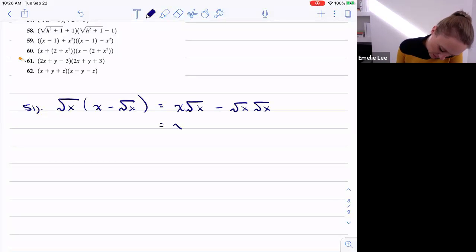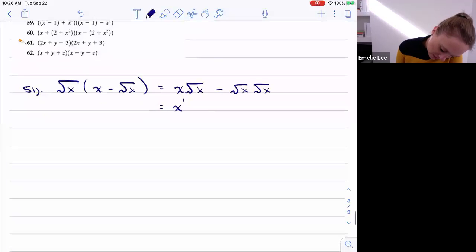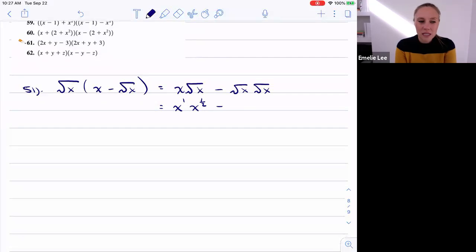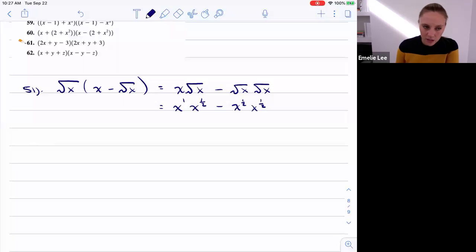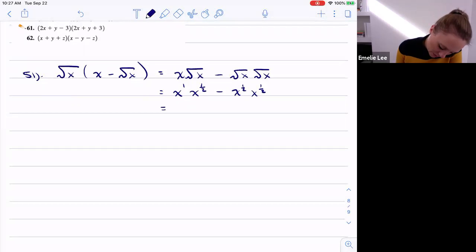For example, I could have x to the 1 times x to the 1/2. Technically the same thing, just using our exponents, right? Root x times root x is x to the 1/2 times x to the 1/2. If you just wanted to skip to just x, that's fine, but I'm just showing you why. So I've got x to the 1 plus 1/2 minus x to the 1/2 plus 1/2. So x to the 3/2.